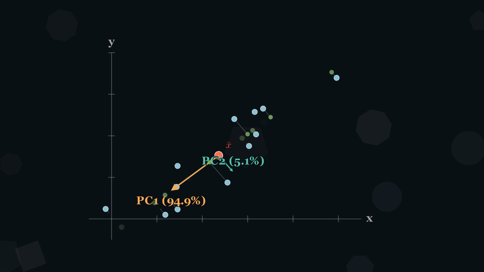Now project every point onto PC1. Drop each point down to its nearest spot on the principal axis. We've gone from 2 dimensions to 1, and we've kept 94.9% of the information. What did we lose? Just the tiny spread perpendicular to PC1, 5.1%, mostly noise.